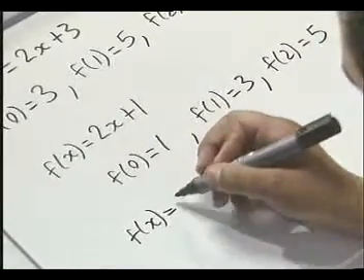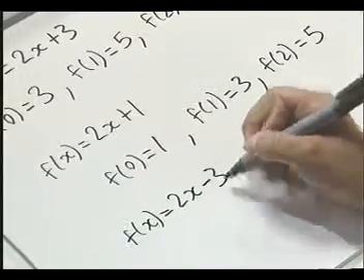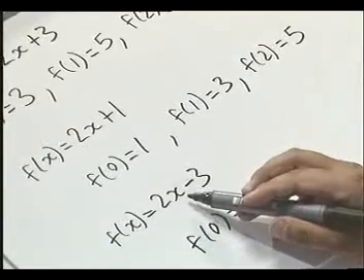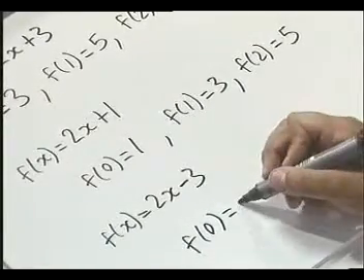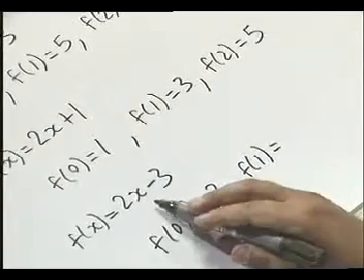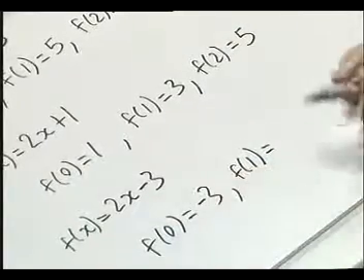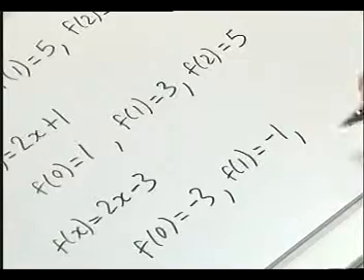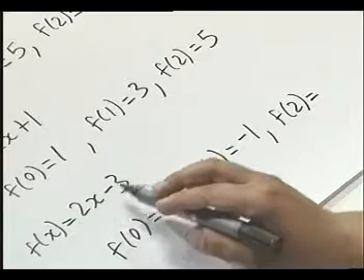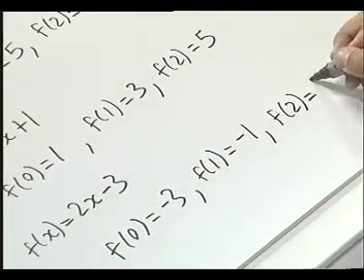And the final function I want to look at is f of x equals 2x minus 3. So f of 0 is 2 times 0, which is 0, take away 3, which is minus 3. F of 1 is 2 times 1, which is 2, take away 3 gives me minus 1. And finally, f of 2, which is 2 times 2, which is 4, take away 3, which gives me 1.